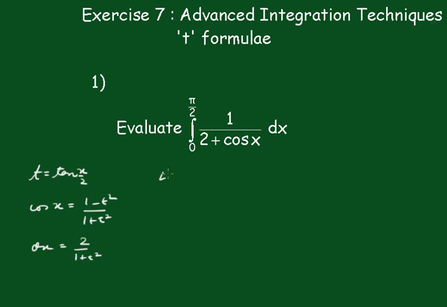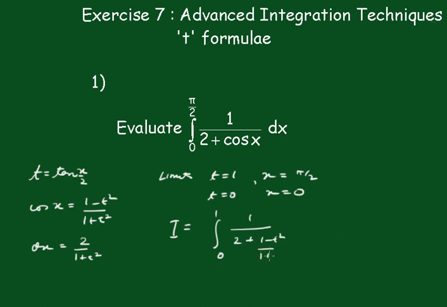The limits: when x equals pi upon 2, this will be tan of pi upon 4, so t will be equal to 1 when x equals pi upon 2, and t will also equal 0 when x equals 0. So we have the integral between 1 and 0 of 1 over 2 plus 1 minus t squared over 1 plus t squared, times 2 over 1 plus t squared dt.